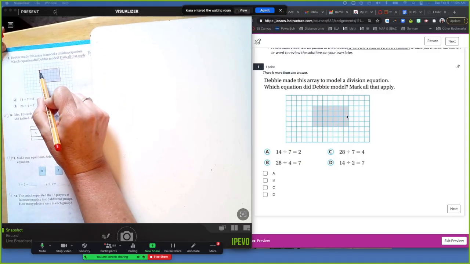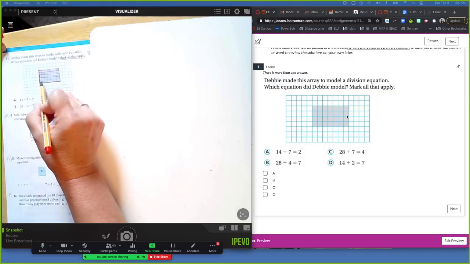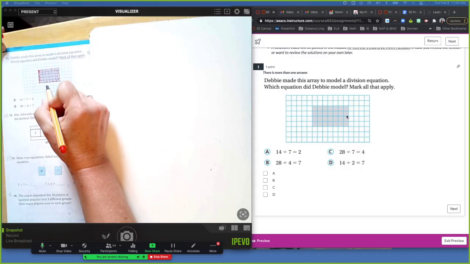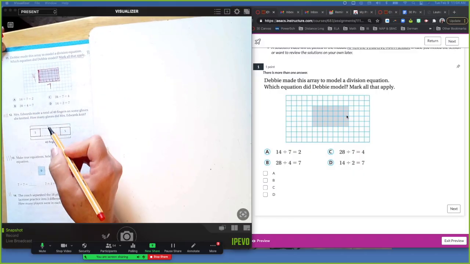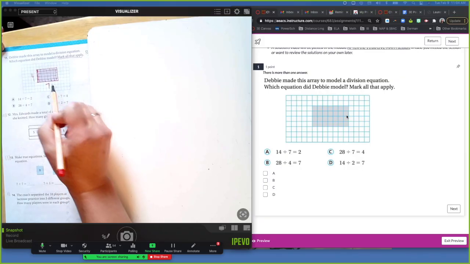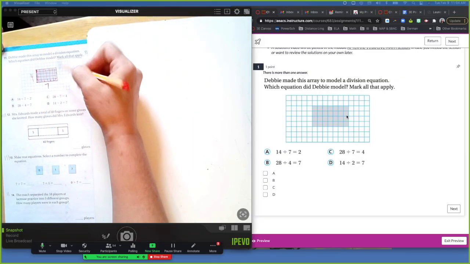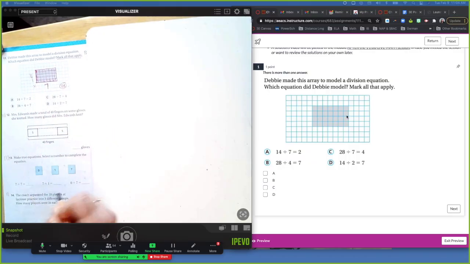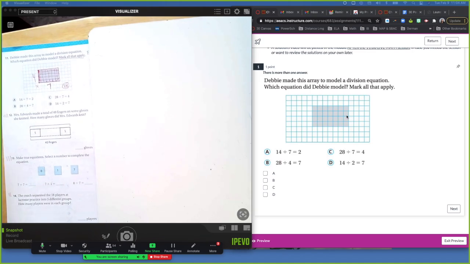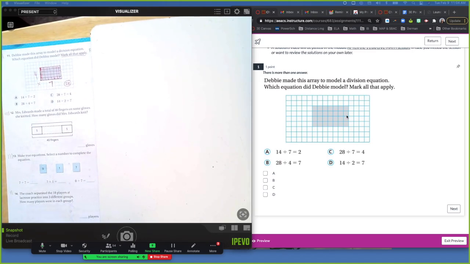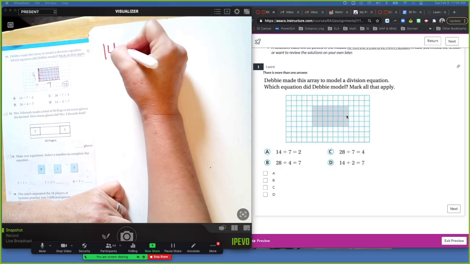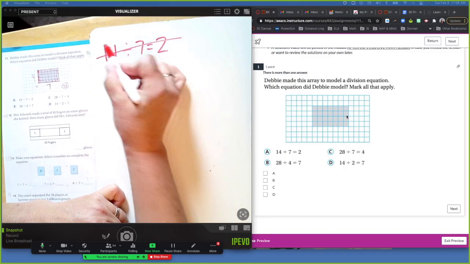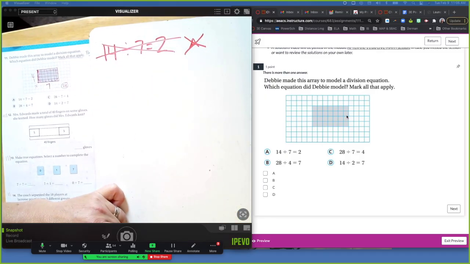matches what? I can see I've got 1, 2, 3, 4 rows, and I've got 1, 2, 3, 4, 5, 6, 7 columns. All right, so it is 4 by 7, that means I'm going to have 7, 14, 21, 28. I'm going to have 28, right? 4 times 7. So I do have 28 total squares in this array. So that's kind of my fact family that I'm looking for. So if I'm thinking 14 divided by 7 equals 2, while that's true, it doesn't match this picture. So it's not A. A is not a choice.